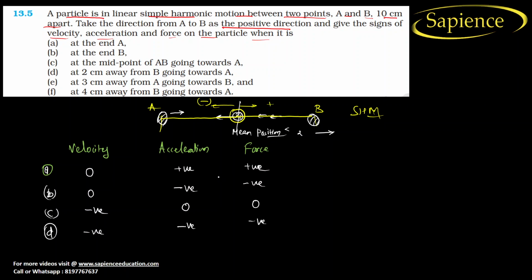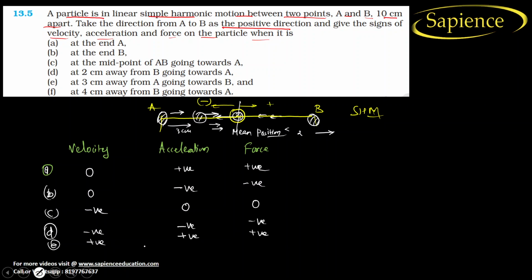Now let us go for situation E. E is 3 centimeter away from A and going toward B. So let us consider this is where, 3 centimeter away from A and going toward B. So velocity is in the positive direction. So for E, you have positive velocity. And what is acceleration? Acceleration is also acting in this direction toward the mean position, and force is also acting in this direction. So if both force as well as acceleration are acting in this direction, it will be positive. This will also be positive.